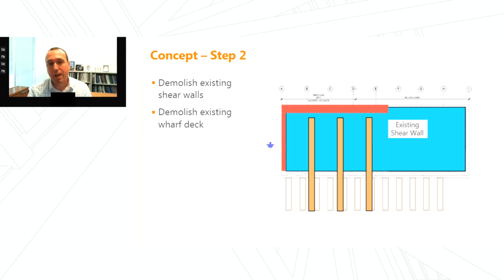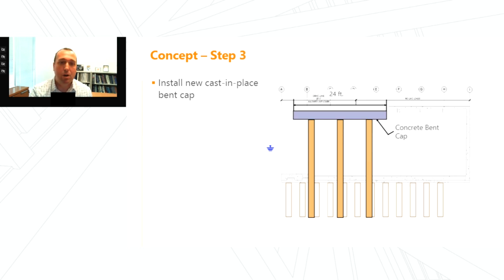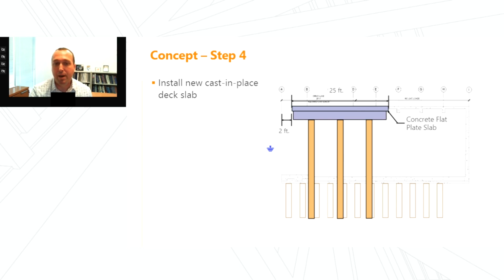After all the drilled shafts are installed, we could then demo out the existing shear walls and the existing deck so that a new bent cap could be installed and a new flat plate slab on top of that in a sequential pattern. All of that is to accommodate the lateral loads that are necessary for this structure while giving them options to keep it open.